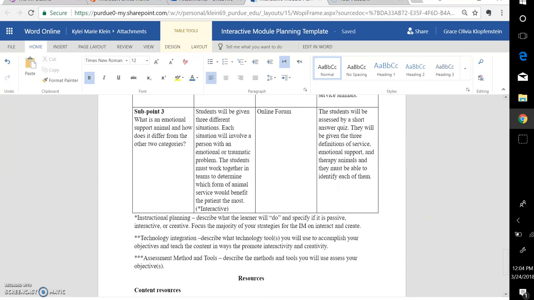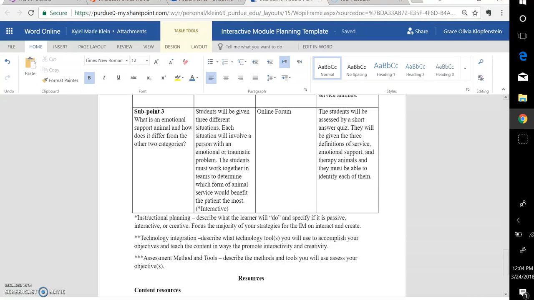Lastly, we have subpoint 3, which is what is an emotional support animal and how does it differ from the other 2 categories. Students will be given 3 different situations. Each situation will involve a person with an emotional or a traumatic problem, and the students must work together in teams to determine which form of animal service would benefit the patient most. This is interactive. It gets the students up and moving and working with their classmates.